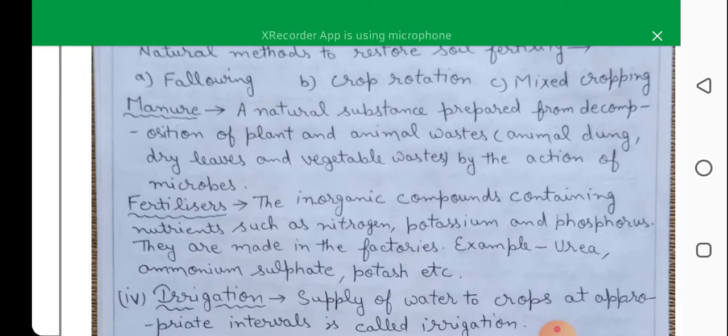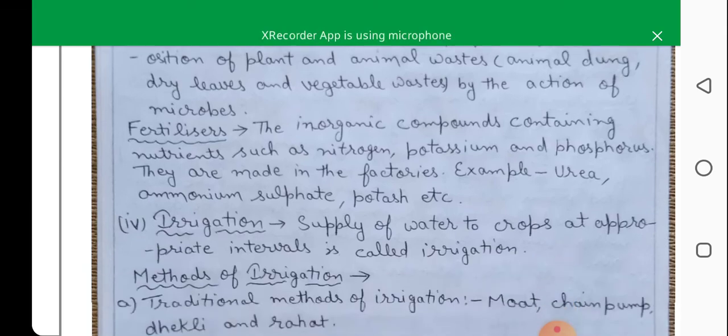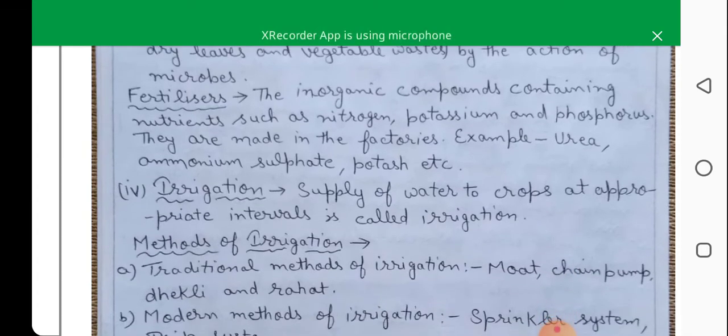Manure is a natural substance prepared from the decomposition of plant and animal waste, animal dung, dry leaves and vegetable waste by the action of microbes. Fertilizers are organic compounds containing nutrients such as nitrogen, potassium and phosphorus. They are made in factories. Examples are urea, ammonium phosphate, potash, etc.